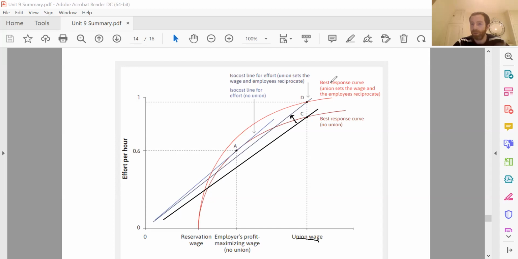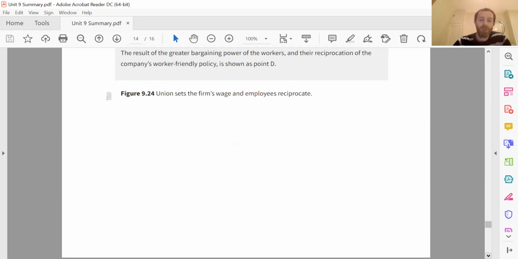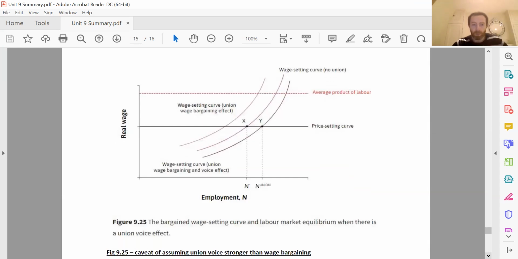So what's the consequence of this? Well, we can't know for sure, because how much of an impact is this union voice effect going to have? But I think in the next diagram, we make a particular assumption. We assume that the union voice effect is stronger than wage bargaining. So let's talk about what that means.